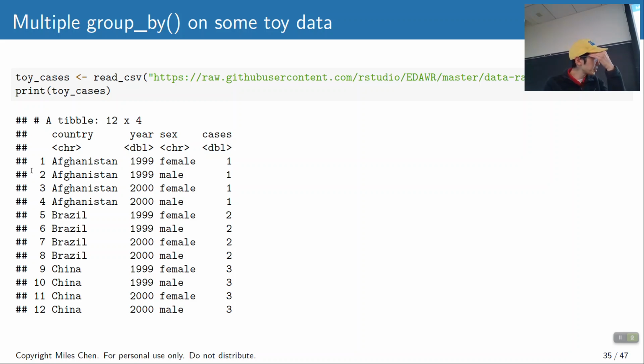All right, so here's just some toy data. I've got 12 rows in it, and we've got Afghanistan, 1999, female. We've got 3 countries, Afghanistan, Brazil, China, year 1999 and 2000 for all 3 countries, and then we have male and female, one for each year, and then just some fictional numbers, 11111, 2222, and 3333, okay?